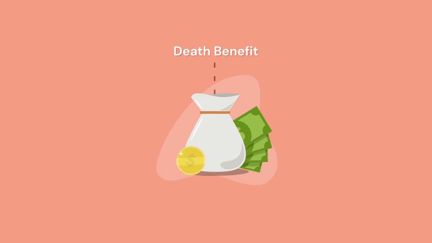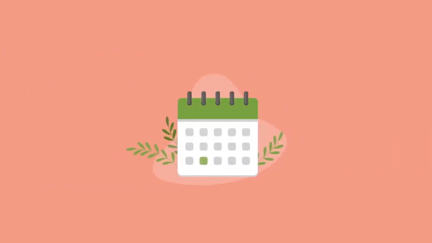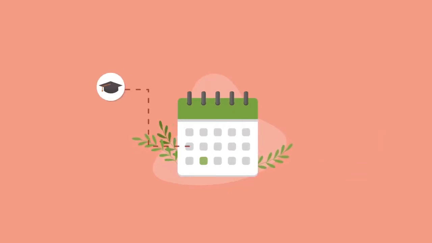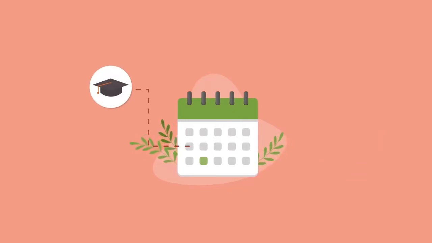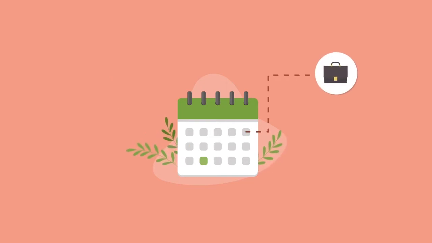It provides protection for a specific term. Many people pick a term that matches with a milestone, such as their children graduating from university or a plan to retire at 65. Term insurance is simple, affordable, and can meet your changing needs over time.